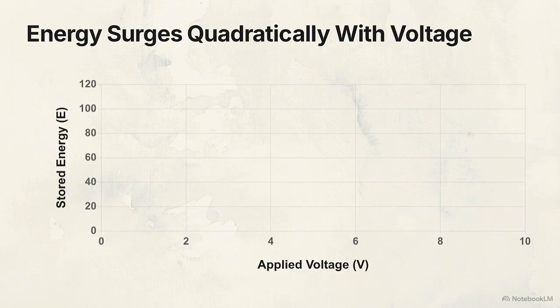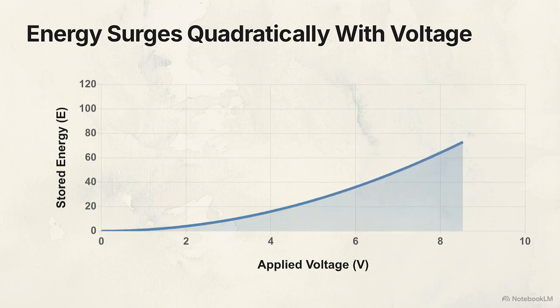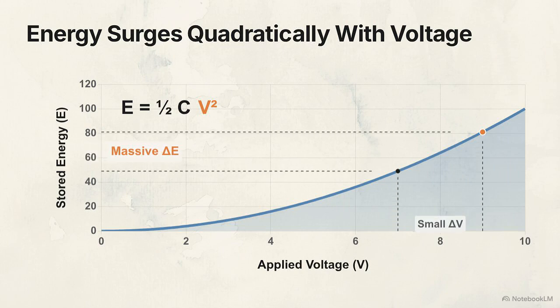This line graph maps the total stored energy inside the component. Looking at the curve, we plot the energy on the y-axis against the applied voltage on the x-axis. The relationship follows a strict equation, E equals 1/2 C times V squared. Notice the curve. Because the voltage term is squared, the math scales quadratically. Even a small increase in voltage results in a massive gain in total stored energy.